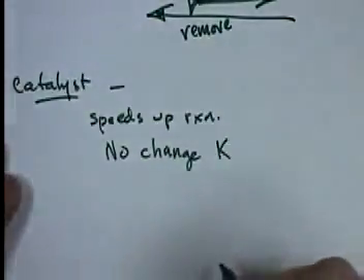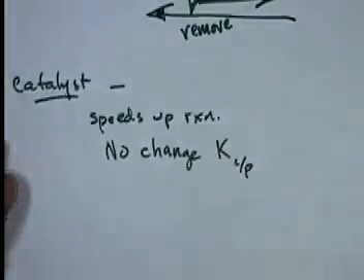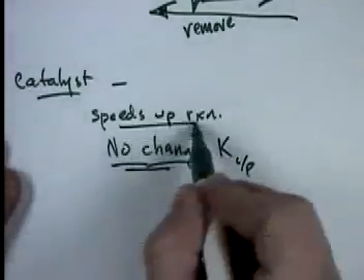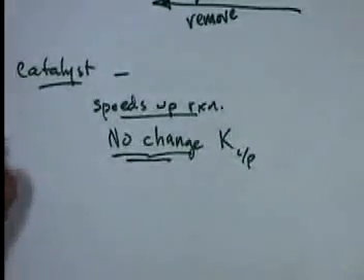There's no change in K, whether it be C or P or whatever the K is. There's no change in it at all. All it does is speed up the reaction and get you to equilibrium quicker.